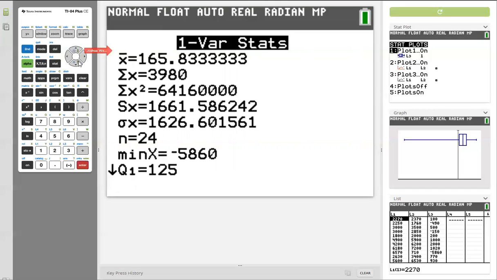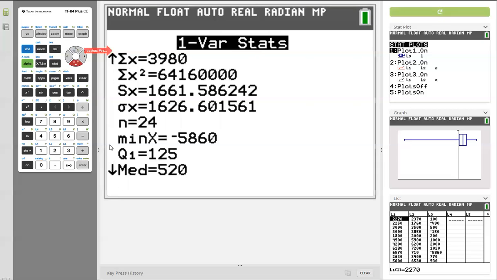Sigma x squared is used for the variance and standard deviation. Here the sample deviation is 1661, and the standard deviation itself is 1626, for n equals 24, the number of trades. And then they have the data for the box and whisker, which was our exercise today. So you can see the minimum, the lower whisker, will be negative 5,860, which was that outlier that's down here.